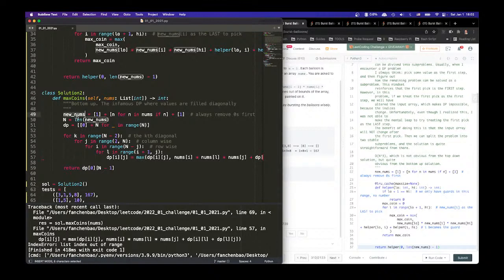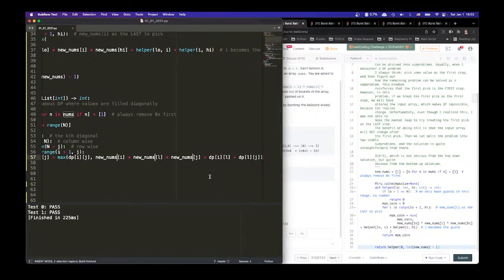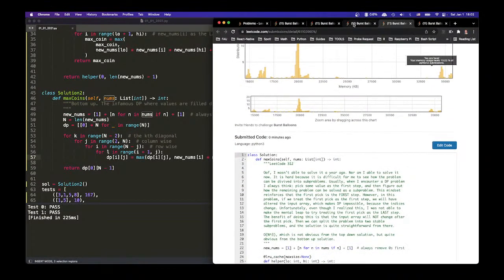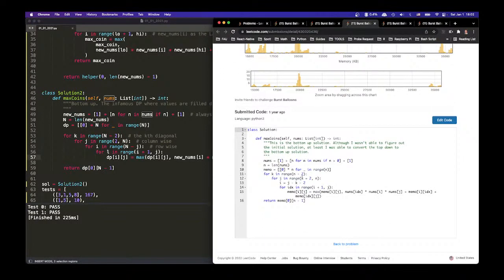Oh, new nums. My bad. It is correct. We'll go back to, yeah, this is today. Something is not right. That is correct. For J, K plus 2 to N.